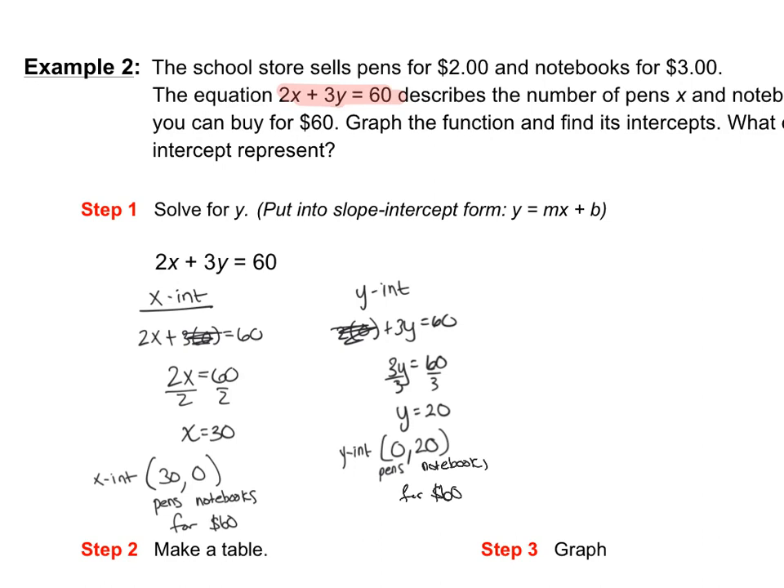And I just got those wordings because it said that the 2 pens for $2 became 2x. Notebooks for $3 became 3y. So that's how I know that the x is pens and the y was notebooks.